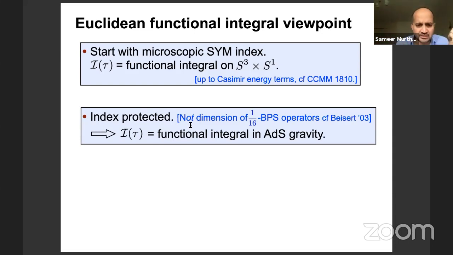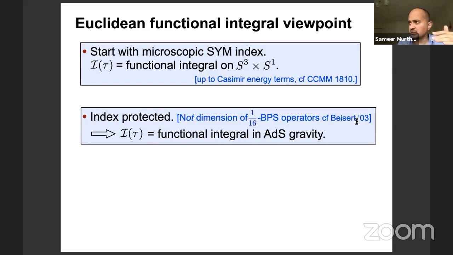Yeah, so as an aside, since the title of the workshop also says integrability, I should say that I had some confusions about, I mean, people had confusions about this. I'm not discussing the dimension of 1/16 BPS operators, which are famously not protected. Okay, I'm just talking about the total number of states, bosons minus fermions.